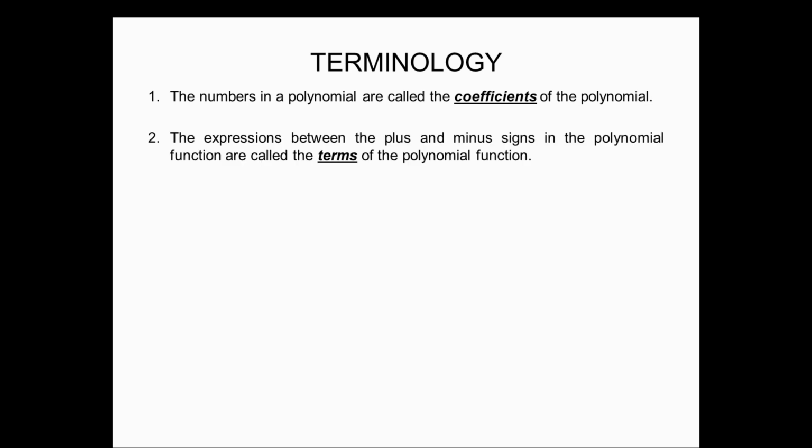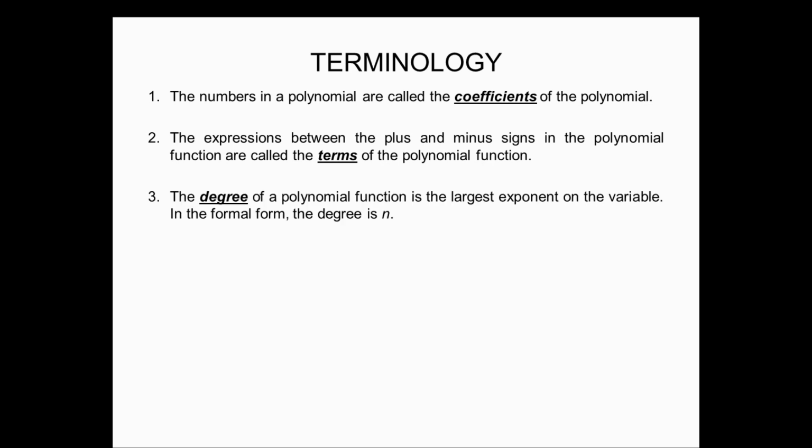Let's have some terminology that goes with this. So terminology that goes with that formal form. Number 1, the numbers in a polynomial function are called the coefficients of the polynomial. Just like coefficients of a term, they're the non-variable part. Number 2, the expressions between the plus and minus signs in the polynomial function are called the terms of the polynomial function. Remember, that's what a term was.